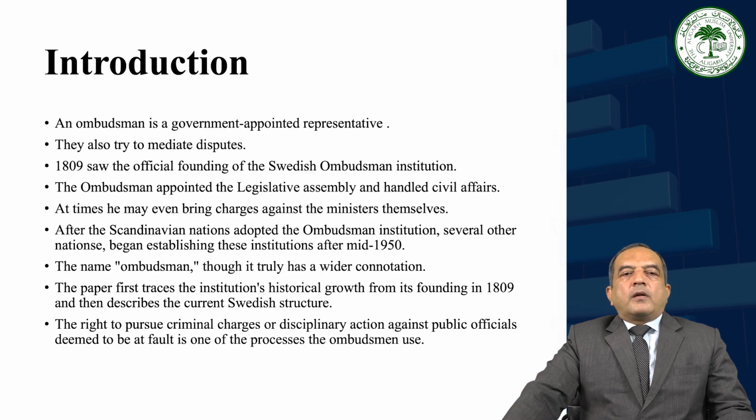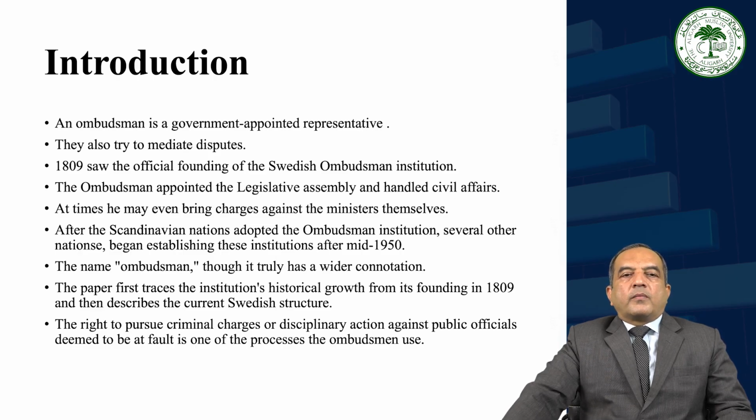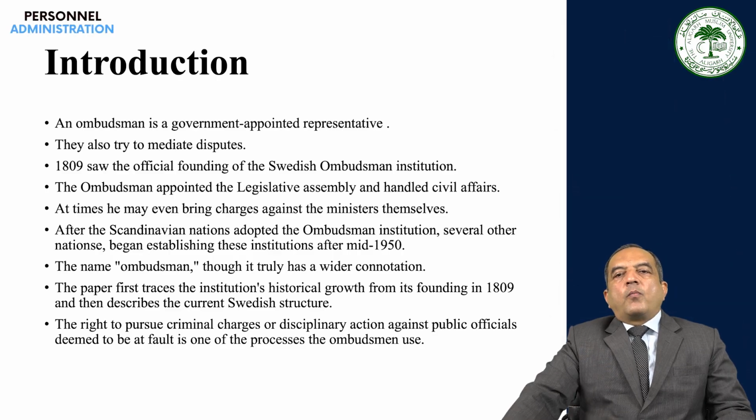The paper first traces the institution's historical growth from its founding in 1809 and then describes the current Swedish structure, which assigns specific areas of oversight to each of the four designated justice ombudsmen. The freedom of press, the legal system, the treatment of offenders, the military forces, health care, foreign administration, religions, the environment, taxes, social welfare, and the treatment of government employees are just a few of the many areas that fall under the purview of the ombudsman.